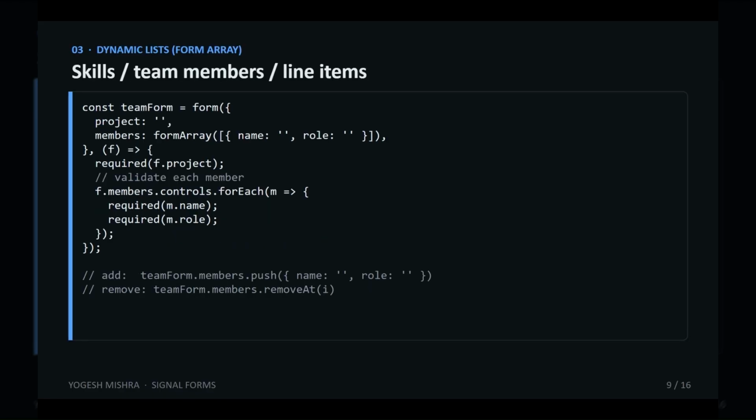Dynamic lists, when you need a list of skills, team members, or order line items. Add with teamForm.members.push and remove with teamForm.members.remove. It's quite easy. To add we need to do this, to remove we need to do this. You can loop over teamForm.members.controls in the template exactly like a form array, but everything stays signal based.